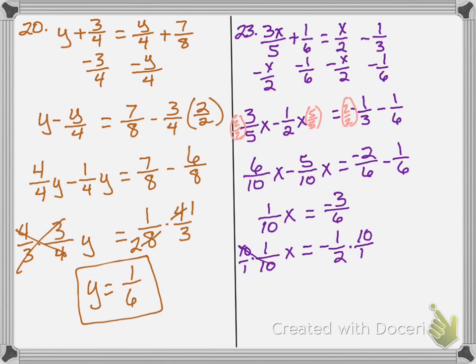Reduce my 2 and my 10 by 2. Negative 1 times 5 is negative 5. So x is negative 5. Okay.